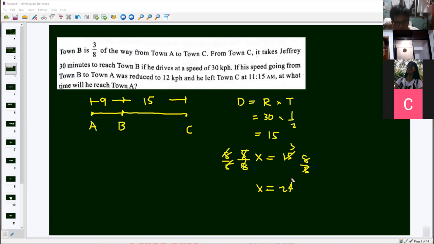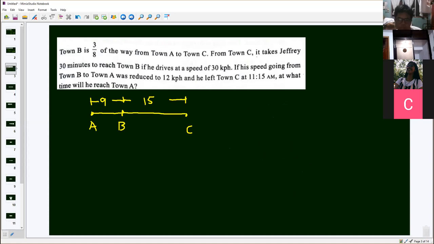Not yet reading the rest of the problem, but I have set up those details. Now, it says if his speed going from town B to town A was reduced to 12 kph. So, okay, we have 12 kph traveling on this length. And he left town C at 11:15 a.m. What time will he reach town A? So, from C to B he is traveling at 30 kph, right?